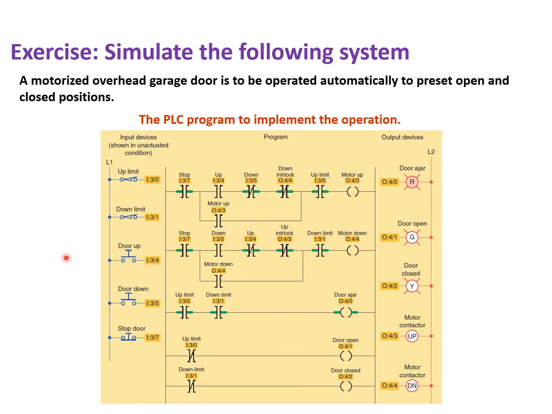Okay, we have a solution here for the exercise. You see the inputs: up limit and down limit switches, door up and door down normally open switches, and we have a normally closed stop switch here. We have outputs: door ajar red light, door open green light, door closed yellow light, motor contactor up and motor contactor down, yes? And we have two addresses for the output of the motor. One is 043 and the other one is 044.